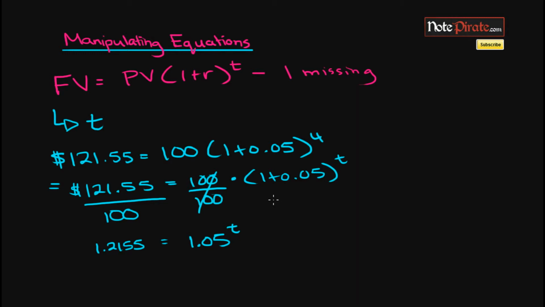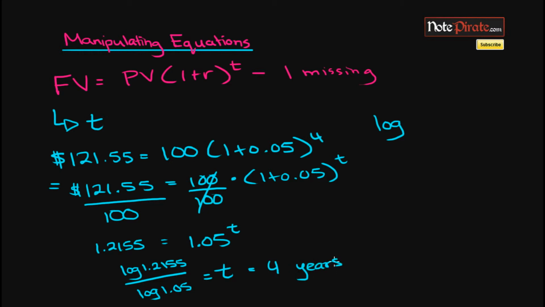Now this is where it might get a little bit tricky. To find what the t variable is, we need to use the opposite of an exponent, which is actually going to be a logarithm. So we're going to take 1.2155 and put log right before it in our calculator, and in the denominator we'll put log 1.05, and that will yield our t value, which will be like 3.99 or somewhere close enough to 4. So it's essentially going to show us 4 years is the duration.